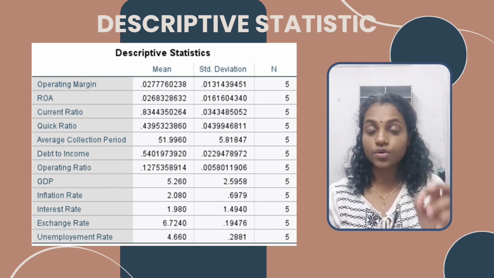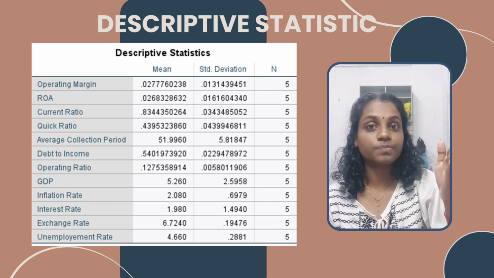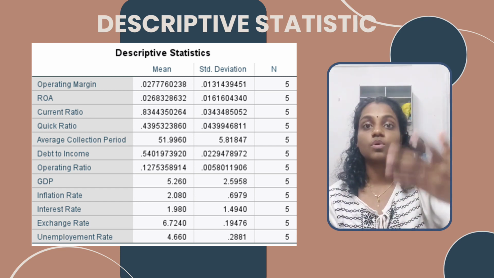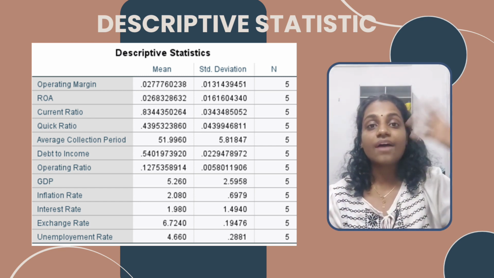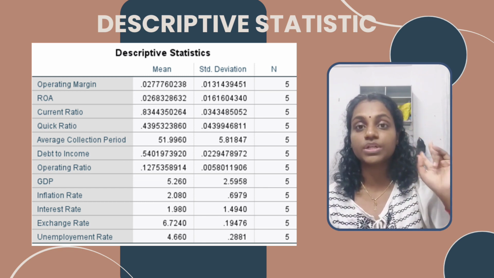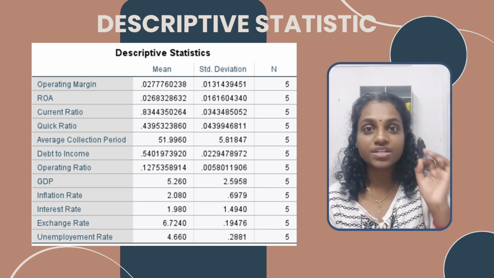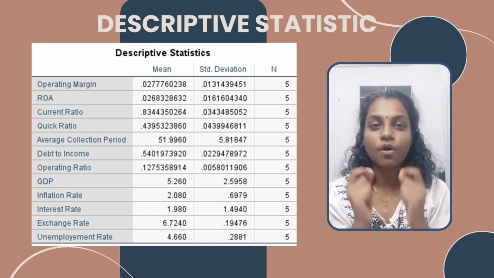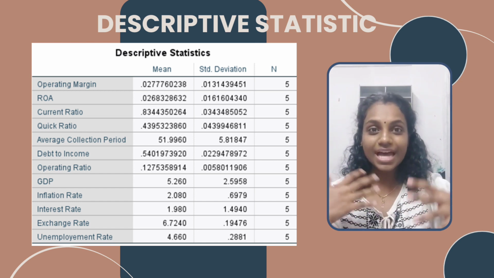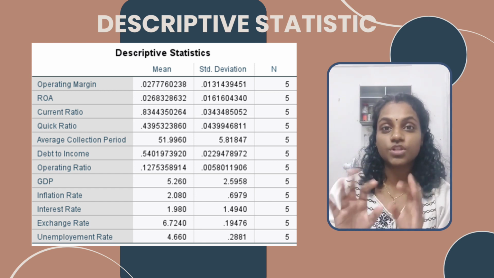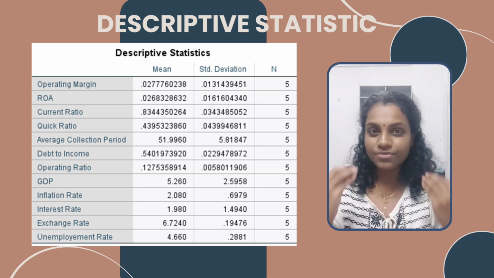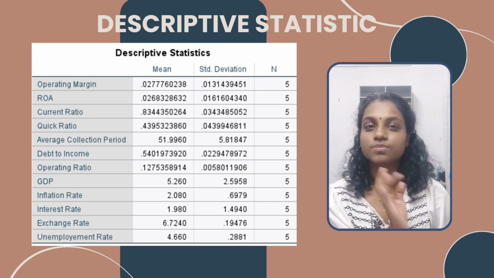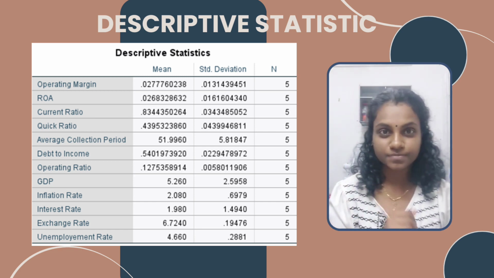Lenovo's prudent quick ratio of 43.95% demonstrates careful asset management, contributing to overall financial stability. The average collection period of 52 days showcases efficient receivable management, but the standard deviation emphasizes the need for ongoing oversight. With a DTI ratio of 52.02%, Lenovo's significant allocation to debt servicing requires continuous monitoring for financial stability.